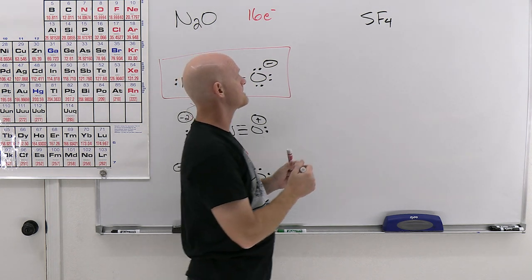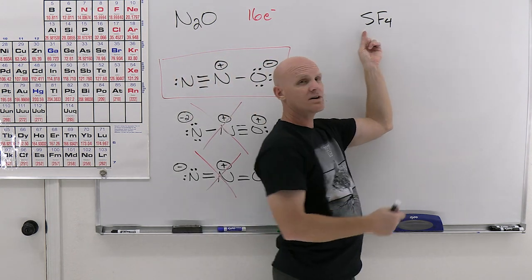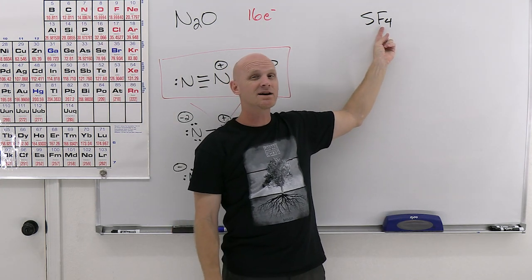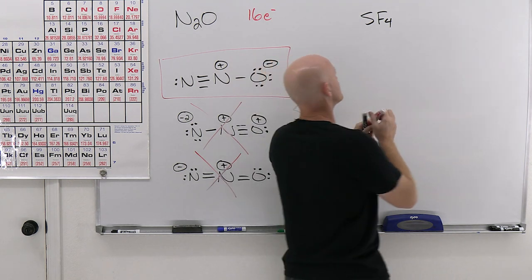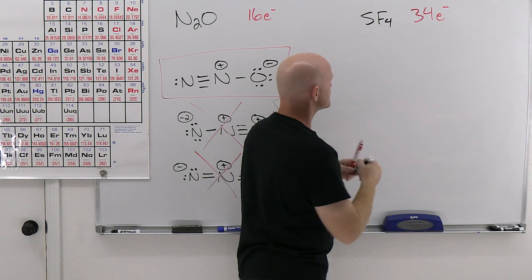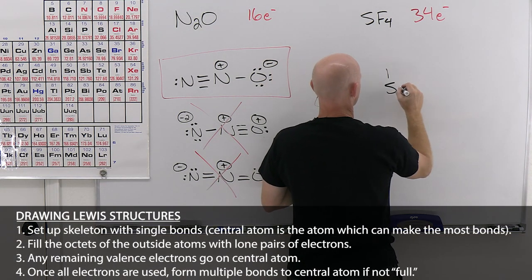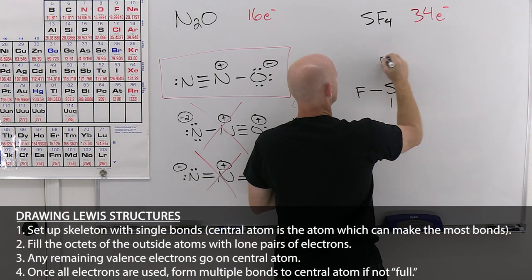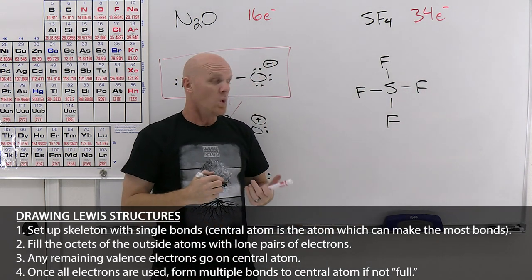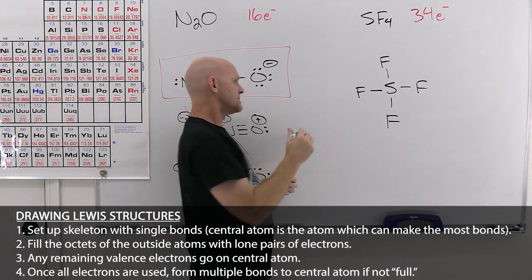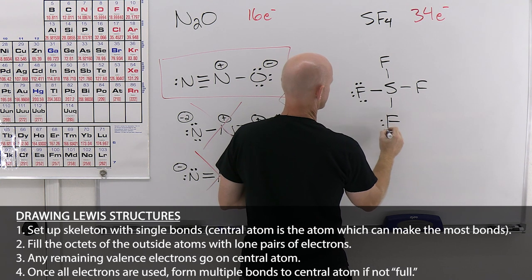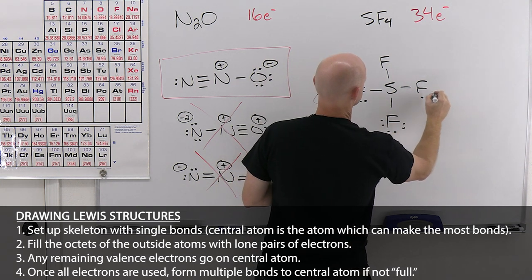All right, so sulfur's got 6 valence electrons, being right below oxygen, and then each of the fluorines has 7 each, so 4 times 7 is 28, plus 6 is 34 valence electrons. And again, sulfur is less electronegative, so we'll put him in the middle and surround him with four fluorines. Cool, next thing you do is fill up the outside atoms, which are more electronegative, and again, you'll always have enough electrons to just fill them up, so you don't even have to count, you just start filling this up.